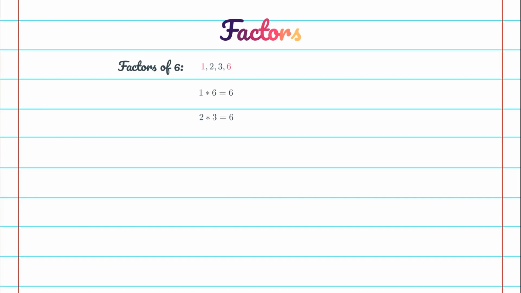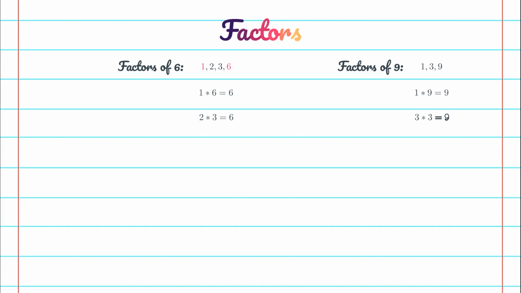Let's try one more to gain more understanding of factors. Factors of 9 would be 1, 3 and 9. If we multiply 1 and 9, we get 9. If we multiply 3 and 3, we also get 9. Again, every number has at least two factors, 1 and the number itself. In this case, 1 and 9.